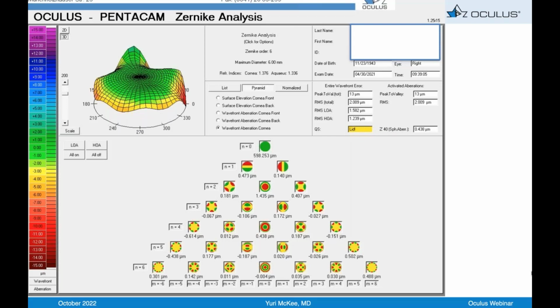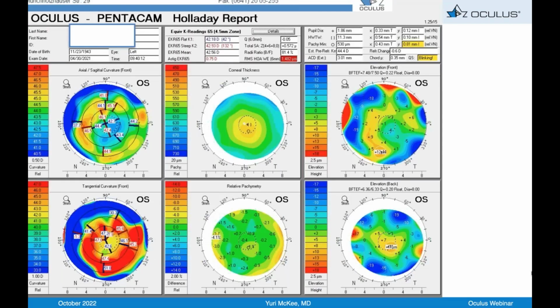Here's the other eye. Now this looks a little bit more like myopic LASIK in the center, but it's kind of weird in the mid periphery. It looks a little steeper. It's almost like myopic LASIK on top of hyperopic LASIK, but they say they only had it done once.